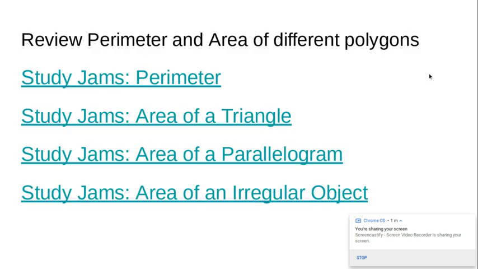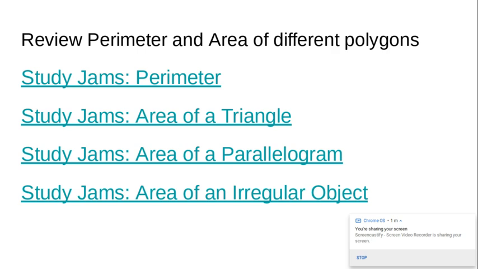So in the past, we've already looked at perimeter and area for different polygons. In grade 4, you did perimeter and you did area of a rectangle. In grade 5, you did area of a triangle. In grade 6, you did area of a parallelogram. And this year, we've looked at area of an irregular object, which is an area of an object that's made up of different shapes.